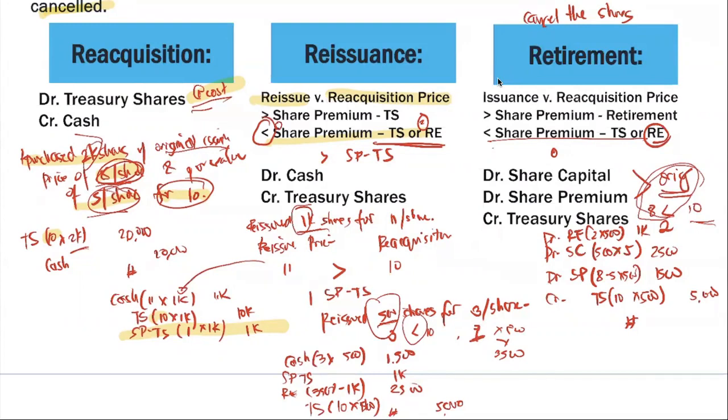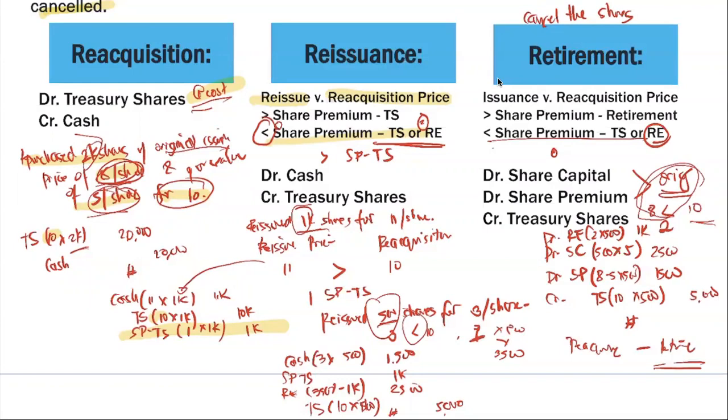But sir, what if it is greater? That is easier. There is nothing to test anymore; you just put it directly in share premium retirement. What happens here is that you reacquire first before you retire. You reacquire first before you retire. Later, we will discuss a direct retirement.